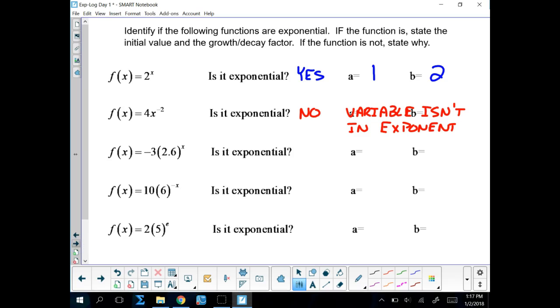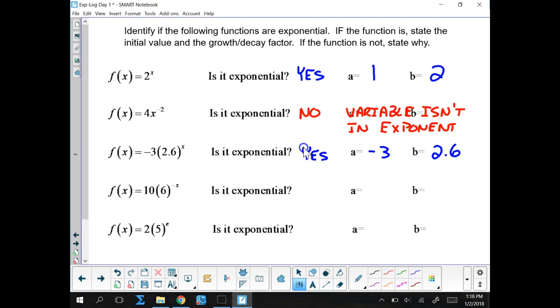Third one, exponential, not exponential. Yes or no? Yes, it is. Why? x is in the exponent is what I'm looking for there. Okay, so that makes it exponential. So what's my a value then? Like -3. What's my b value? 2.6. Excited about that one.